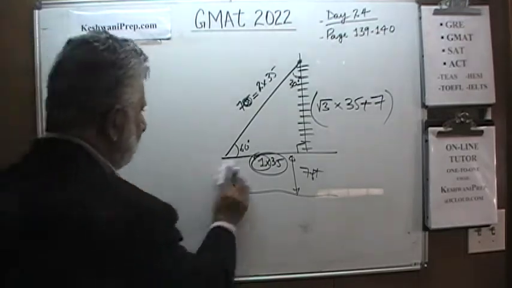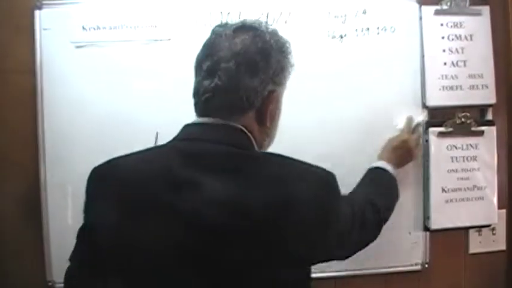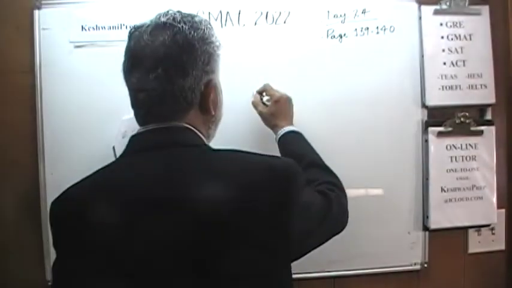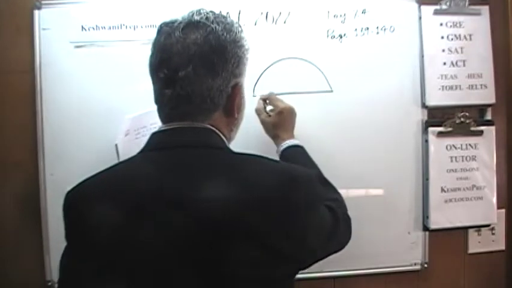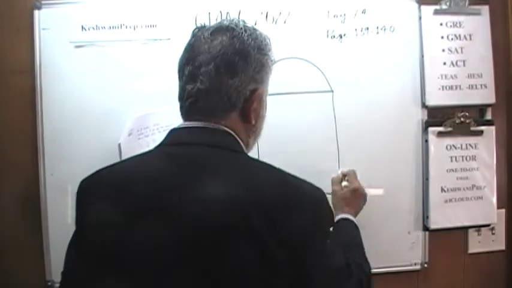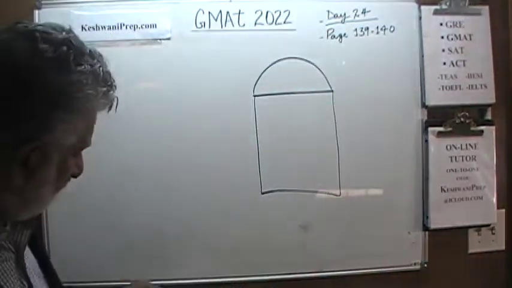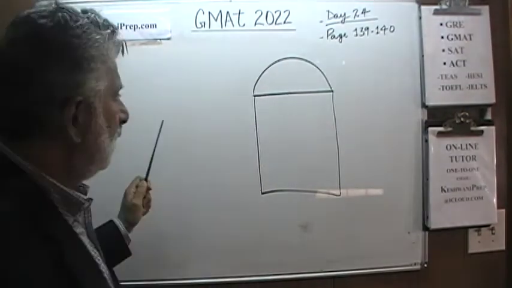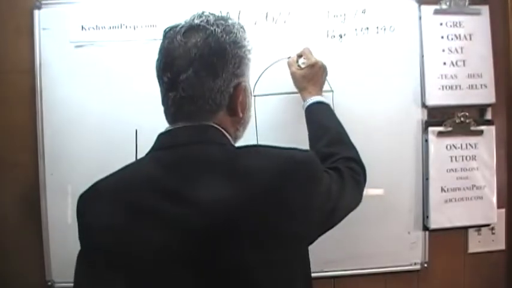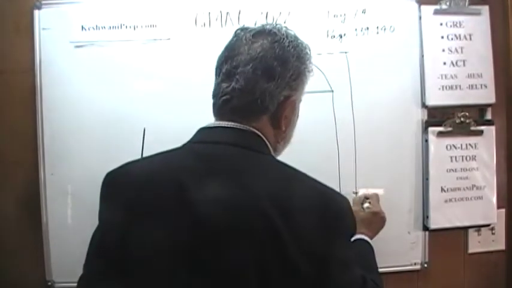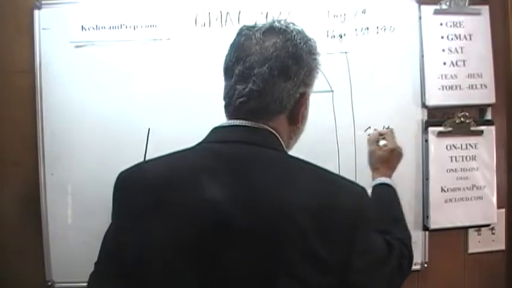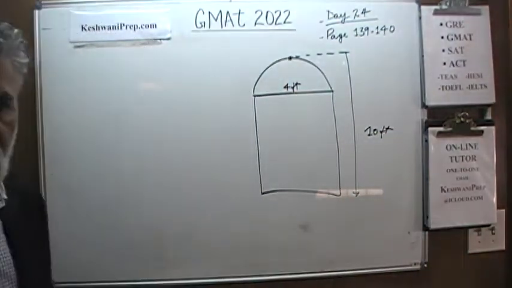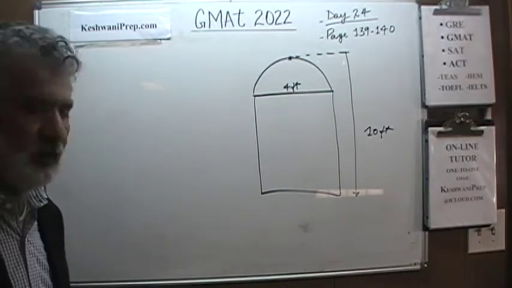Again, let's just erase this thing so I don't have to deal with it. I need the room. In 175, we have a window that looks something like this. We are told that the top part is semicircular. We are further told that from the highest point of the window to the lowest point is 10 feet. It's 10 feet tall, and we are told that this is 4 feet. The question simply is, what's the area of this window?